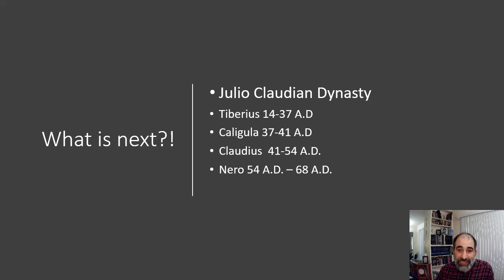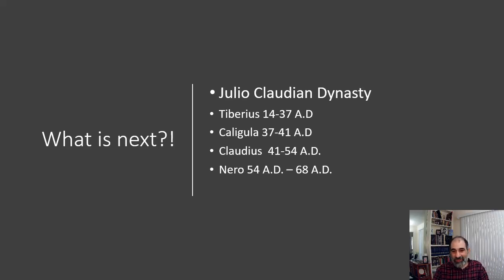And so what is next? Well, what's next is to look at the rest of this Julio-Claudian dynasty. And we're going to talk very briefly about Tiberius. For Tiberius, I think all I'll do is tell you he just ruled from 14 to 37 AD. Interesting little note on him: there are accounts that he didn't even really want to be emperor that much. He spent a lot of time even outside of Rome, just living on a little island.